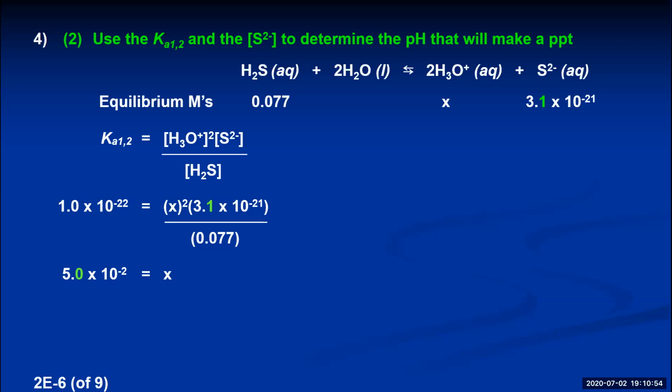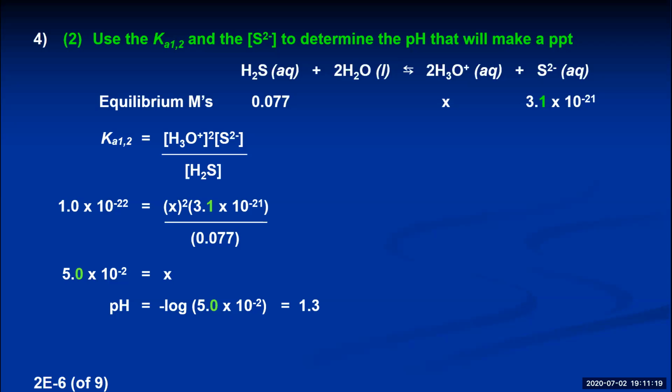And if you solve this for x, it comes out 5 times 10 to the minus second. That's the molarity of hydronium ions that will make sure the solution has 3 times 10 to the minus 21st molar of sulfides. If we take the negative log of that number, we'll get the pH. And so therefore, zinc sulfide will precipitate out of an H2S solution if the pH is adjusted to 1.3.